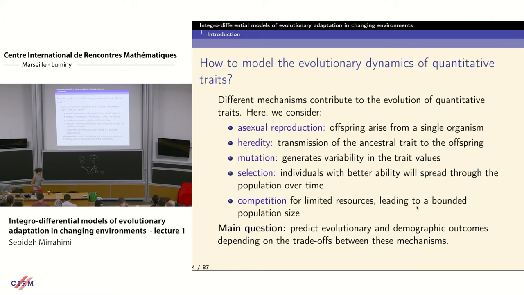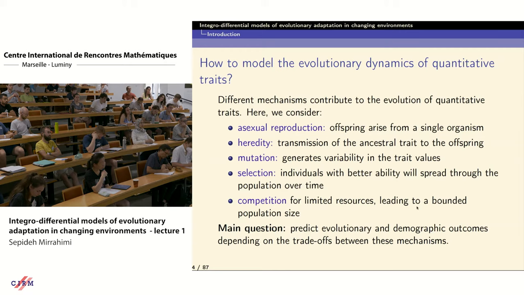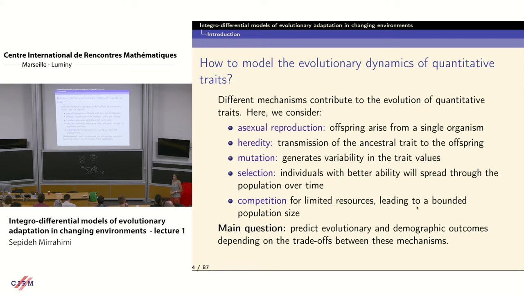So let's see first, if we want to model such type of phenomena, the evolutionary dynamics of a population, which type of mechanisms we have to take into account, okay? So first of all, from our modeling point of view, we will be interested in quantitative traits, okay? So phenotypes, like the size of an individual at the adult age, or for instance, the resistance of bacteria to their medications or stuff like that. But something quantitative with a continuous variable, okay?